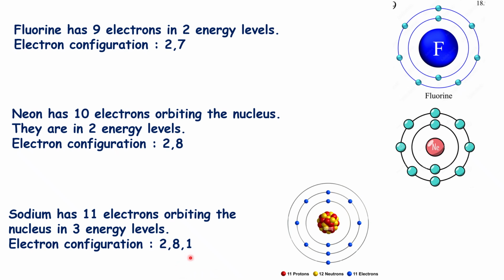طيب, what about the last electron? It goes to the third energy level because the energy level 2 can only take 8 electrons.